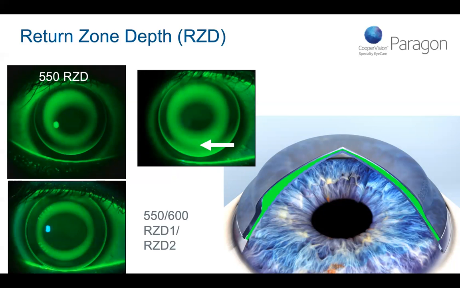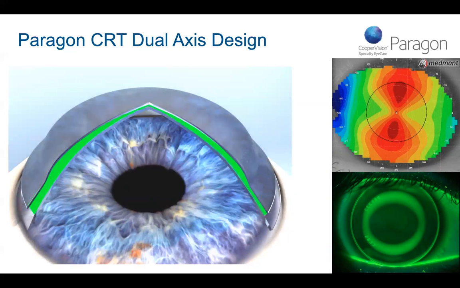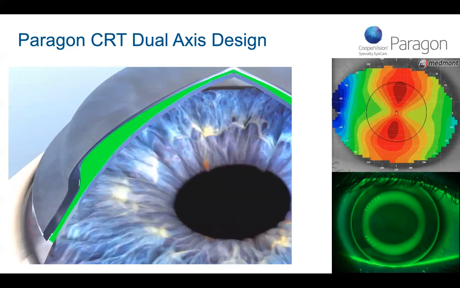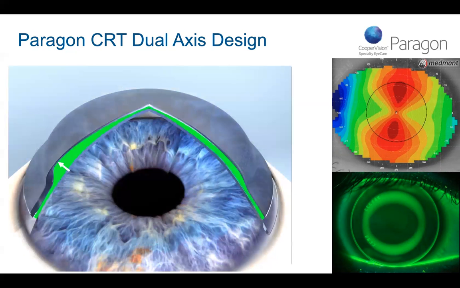This is the very same patient with a dual axis lens on the eye. We have a 550 in the horizontal meridian and a 600 for the RZD2 in the vertical meridian. So let's take another look here. This is a well-fitting CRT lens on the eye. This is the lens with toricity, and we see that we're not getting a nice 360 alignment. So if we increase just in that one meridian, we're going to have a nice 360 degree alignment now.